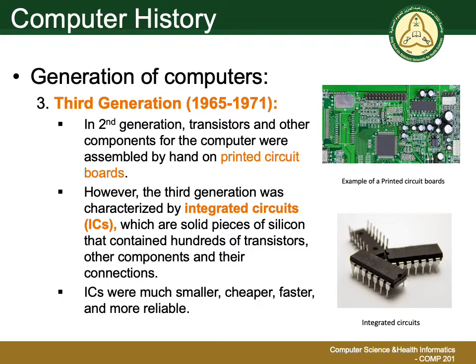ICs were much smaller, cheaper, faster and more reliable. If you notice, whenever we advance to the next generation, the size of the pieces is always smaller. If you remember, in the first generation we were using a whole room, a whole room for the computer. Then we moved to a smaller size in the second generation. In the third generation we moved to even smaller sizes.